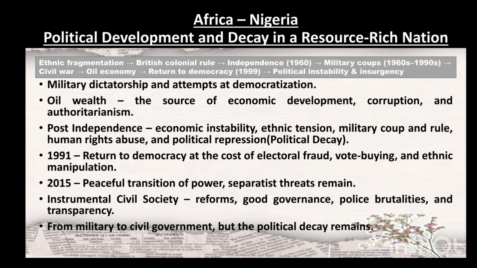1991 saw a return to democracy, but at the cost of electoral fraud, vote buying, and ethnic manipulation. 2015 saw political development as the first ever peaceful transition of power, yet the separatist threats remained. The country has an instrumental civil society which fights for reforms, good governance, against police brutalities, and for transparency. So, Nigeria presents a case of transition from military to civil government where political decay still remains.